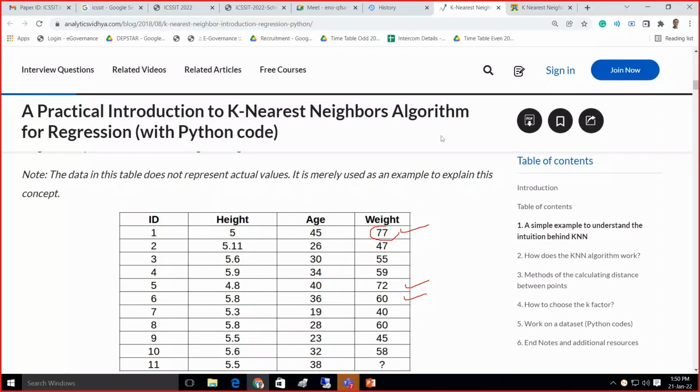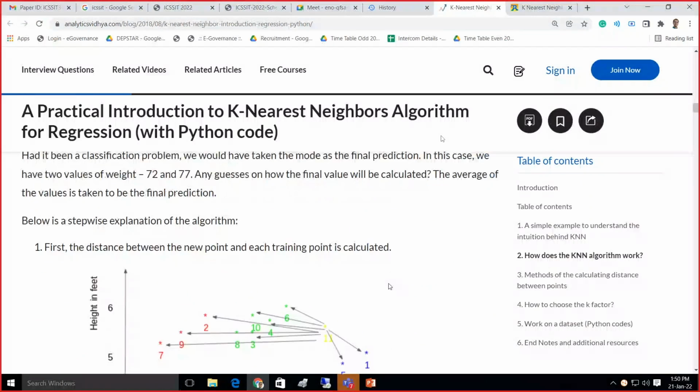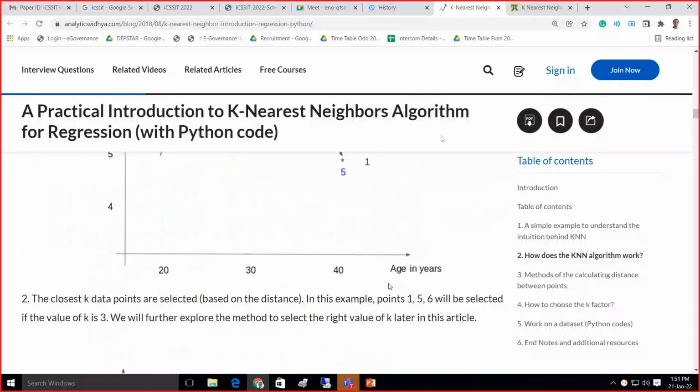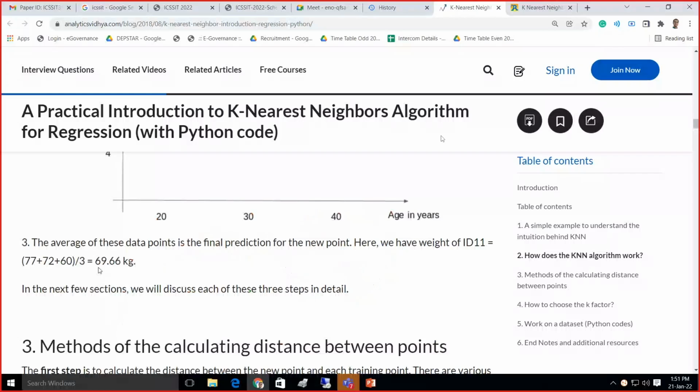What is the value of 1? That is 77. What is the value of 5? That is 72. What is the value of 6? That is 60. To find the answer, you do a very simple step in the third step of a regression problem: you take the mean of the selected points, divided by 3. You will get 69.66 kg.